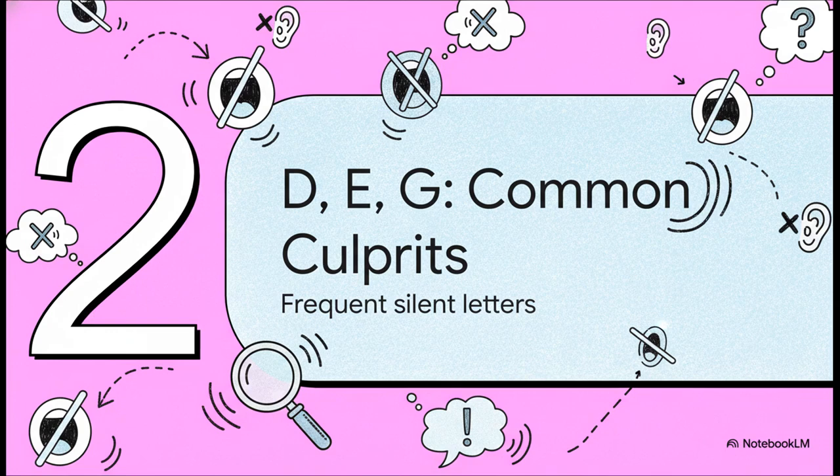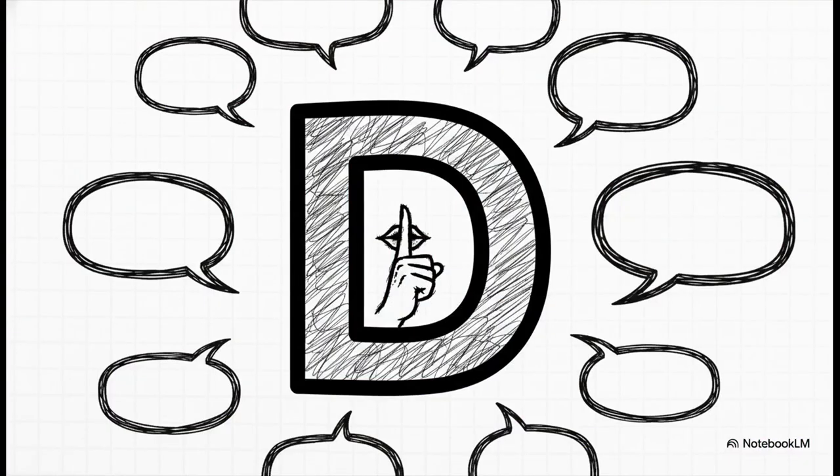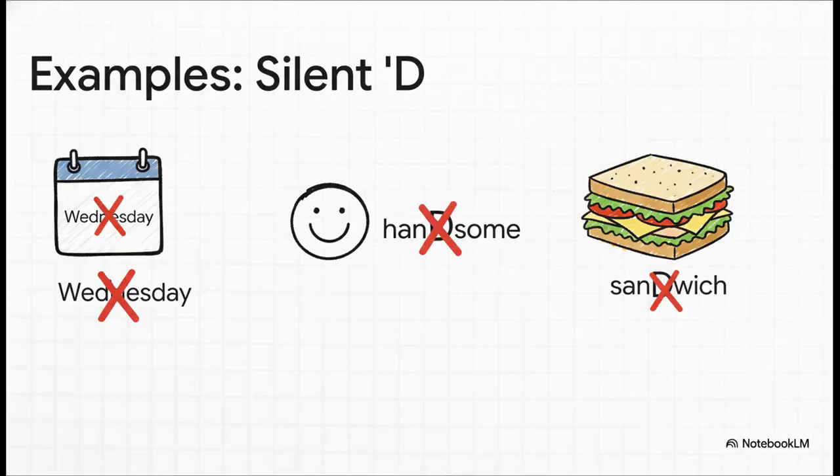Let's move on to our next group, D, E, and G. And trust me, these are some of the most common silent letters you're going to bump into in everyday English. The silent D. This is a classic. It shows up in so many common words, you probably use them all the time without even thinking about it. I mean, take Wednesday. Who actually pronounces that first D? Nobody. It's "Wenz-day." Same goes for handsome and sandwich.